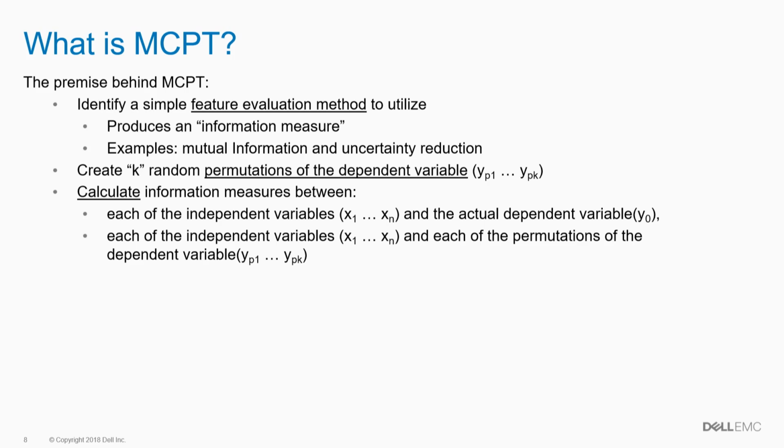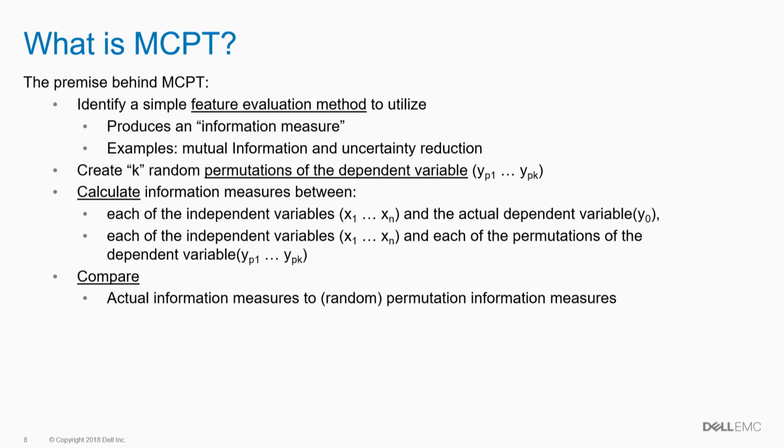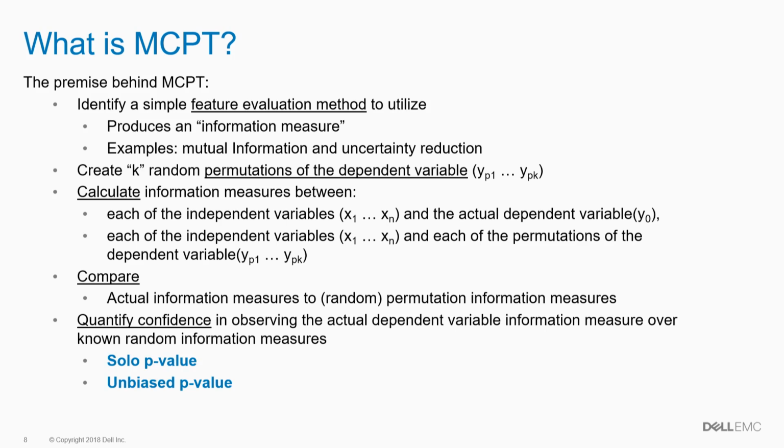Then we're going to compare our actual information measures to those which we had from the random permutations that we made of our dependent variable. And then finally, we're going to quantify our confidence in observing the actual dependent variable information over what we know to be random information measures.